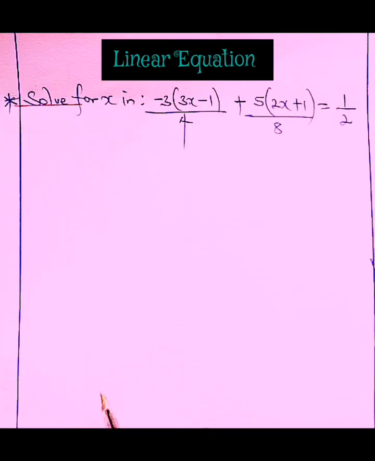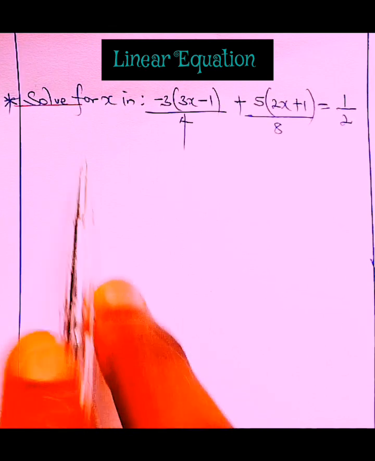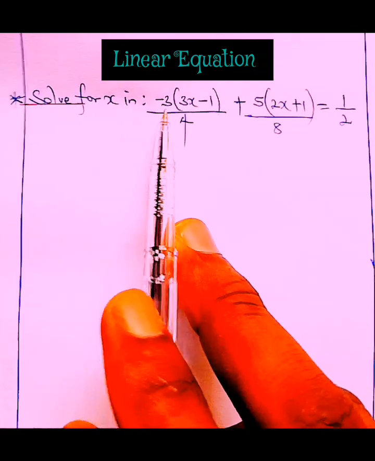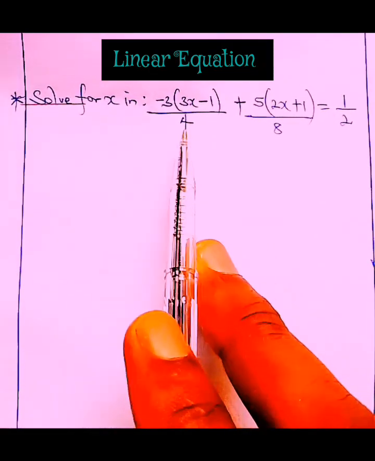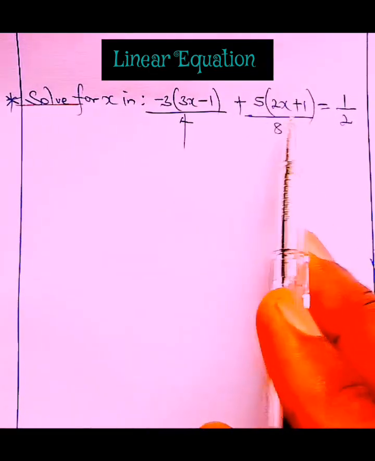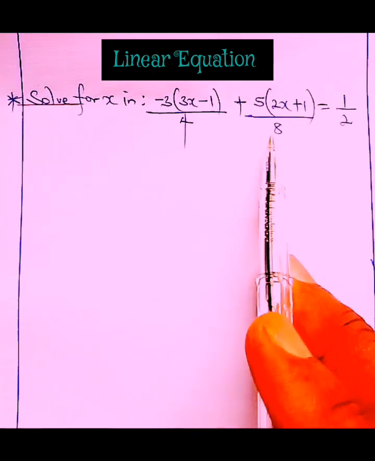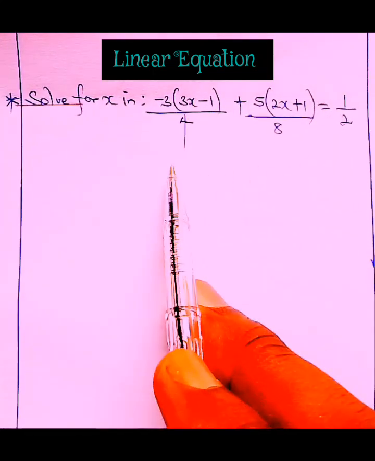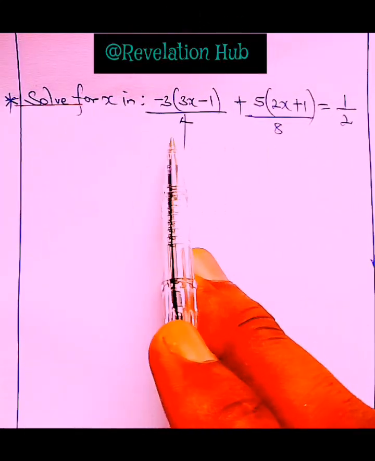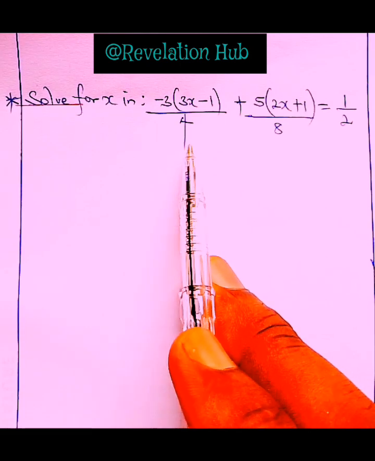Okay guys, this is the third and final example for today on our linear equation. Right here, we have to solve for x in minus 3 open bracket 3x minus 1 over 4, plus 5 open bracket 2x plus 1 close bracket over 8, equals 1 over 2. So we have a couple of fractions, and we are asked to solve for x.